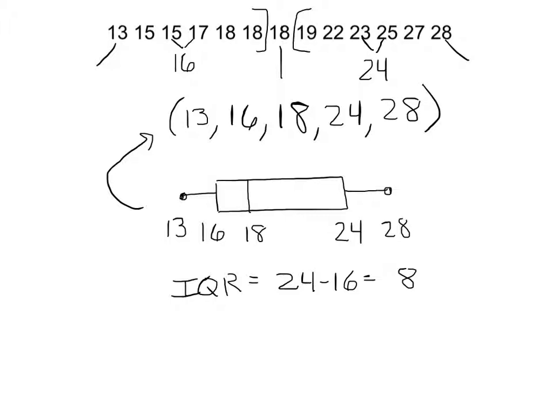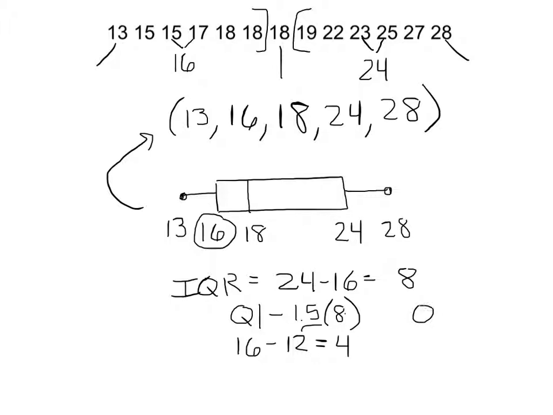Now, how do I find my outliers? Well, simply stated, you take your first quartile, you subtract 1.5, which is a set number, times your IQR, in this case 8. So what I'm going to do here is I'm going to take 16, I'm going to subtract 12, and I'm going to get the number 4. 1.5 times 8 is where the 12 came from. 16 is my first quartile.